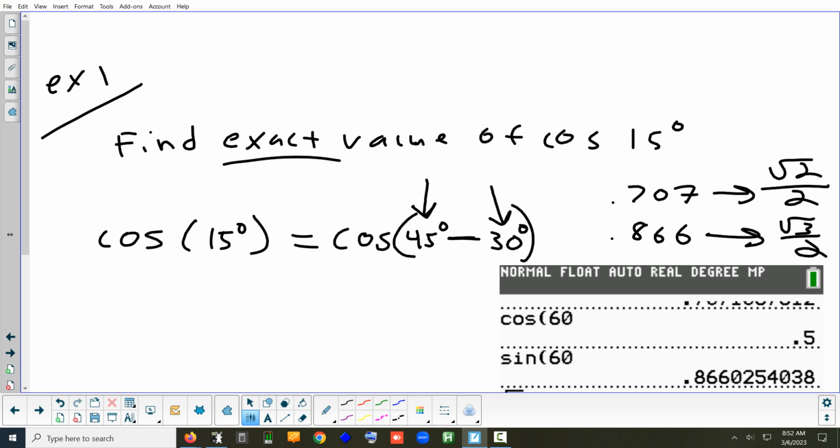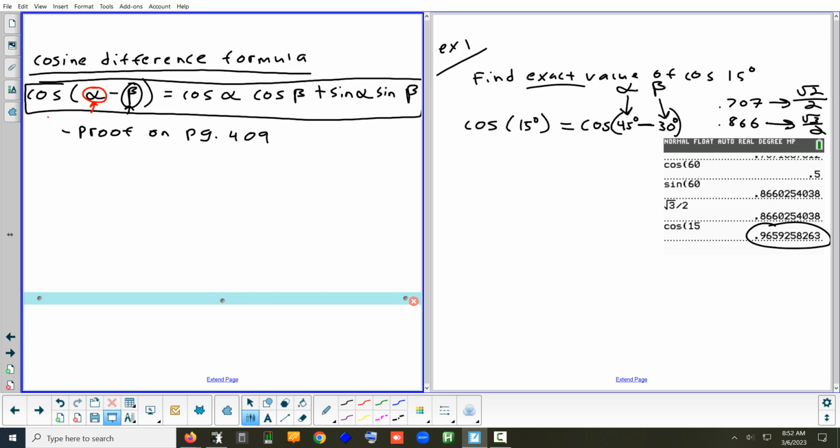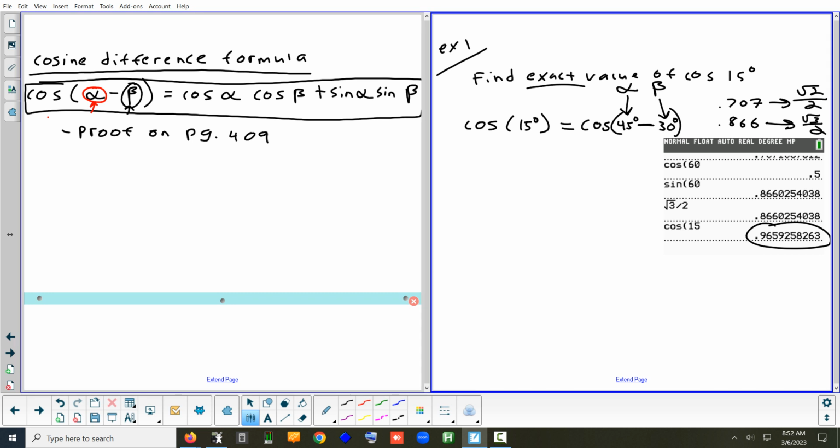Now, we have two angles. Those two angles that we just wrote down are like alpha and beta in that formula. That's alpha. That's beta. So now, take this formula, and instead of writing alpha and beta, I want you to fill in what we just figured out. Alpha is going to be 45, and beta is going to be 30. And when we do this out, it's going to give me the exact answer for cosine of 15, which I can double check because I know the approximate answer. So let's write it down.